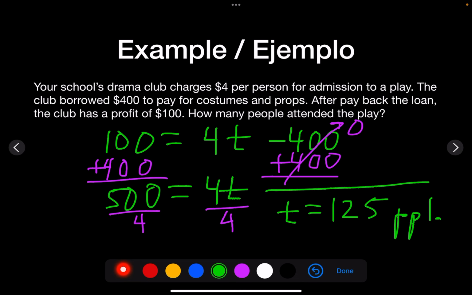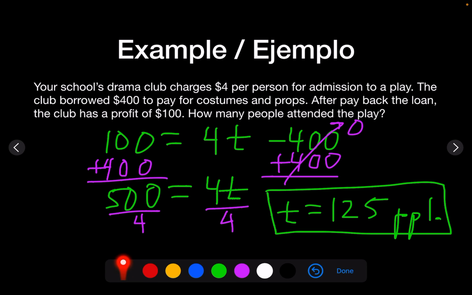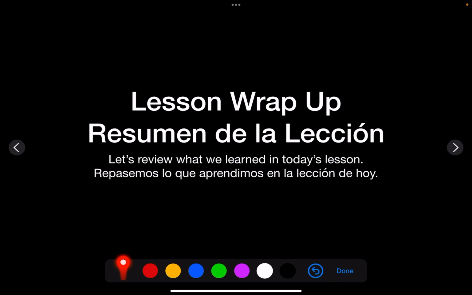attended the play. And so notice this variable has meaning in this context, and in the end, when we find out its value, we could add a unit to it, so then it gives flavor and significance to what is happening in this real-world example. So let's wrap it up.